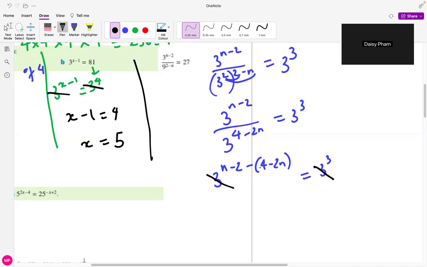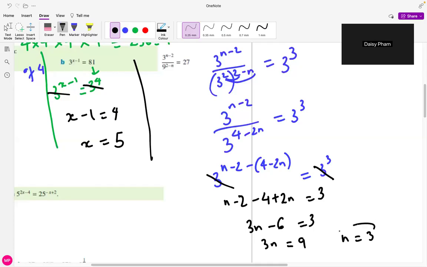So to simplify this, I'm going to break them down. So n minus 2, right, minus 4, and then minus and minus will become plus 2n equal 3. n plus 2n is 3n minus 6 equal 3. And you can solve for n, 3n equal 9. n equal 9 divided by 3 is 3. All right.